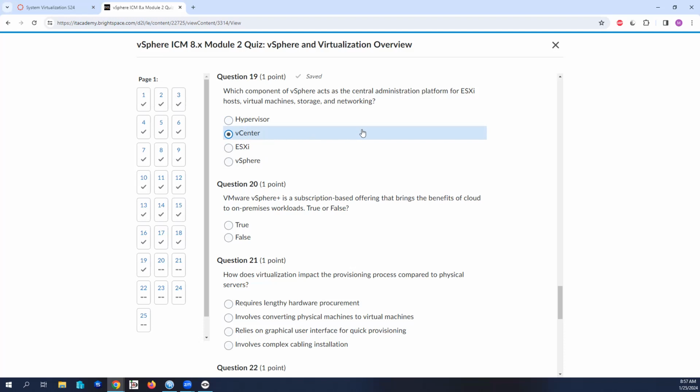ESXi is the hypervisor. Hypervisor and ESXi are the same thing. vSphere is like saying Microsoft Office. It's the whole entire suite. It's not any particular product. vCenter is the central administration product of vSphere. So yeah, vSphere contains ESXi and vCenter, but vCenter is the administrative platform.